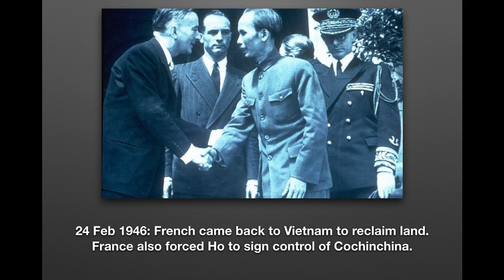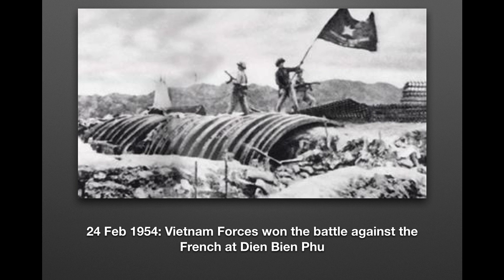Then in February 24th, 1946, the French came back to Vietnam to reclaim their land, and the French also forced Ho to sign control over Vietnam. And in February 1954, 24th, finally Vietnamese forces won the battle against the French at Dien Bien Phu.